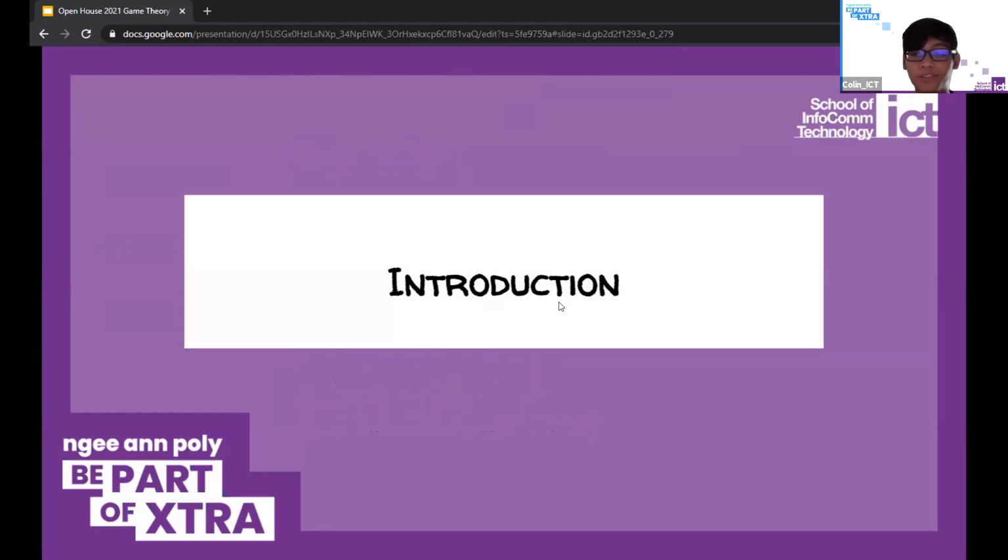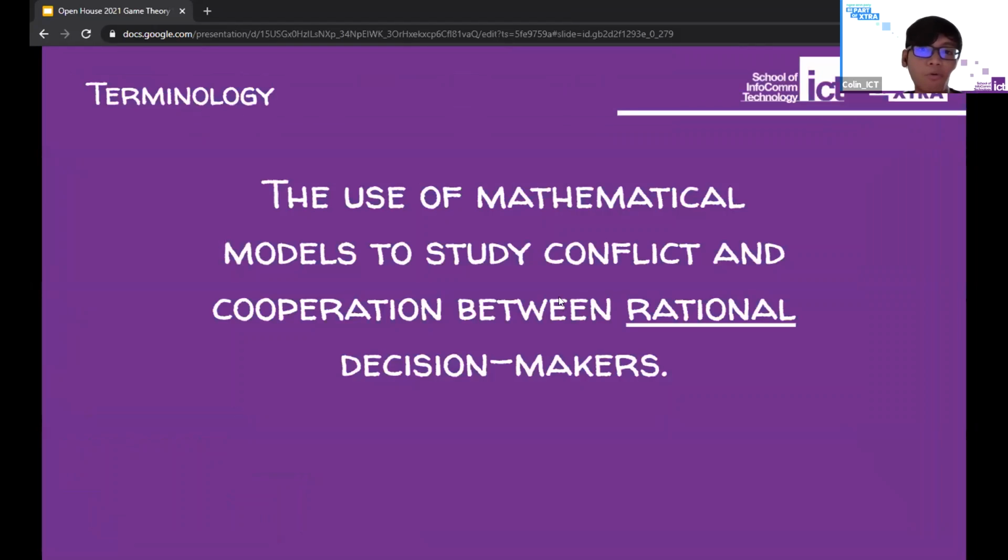Okay, so we're going to start with the introduction of game theory. So what is game theory? Game theory is the study of mathematical models of conflict and cooperation between rational decision makers. Rational decision makers are people who make decisions that maximize their own benefit.